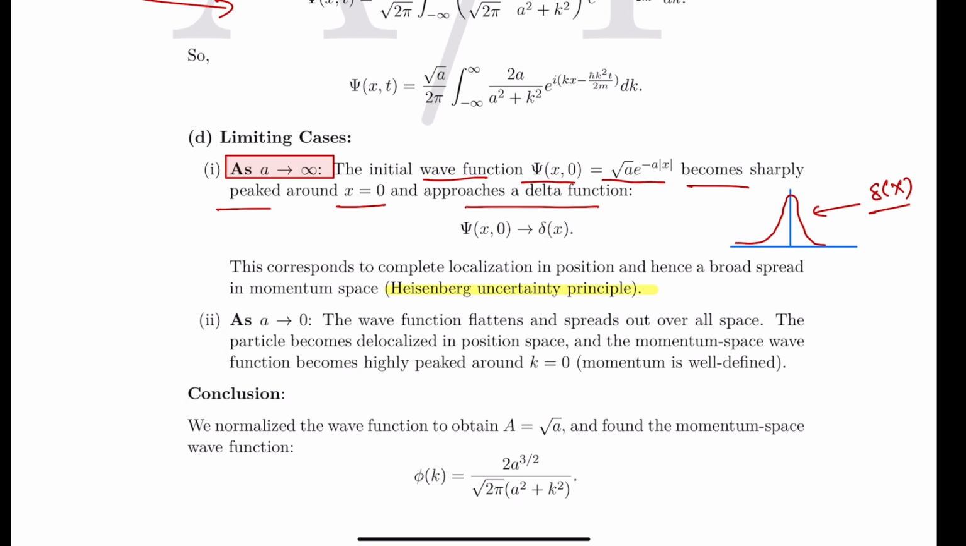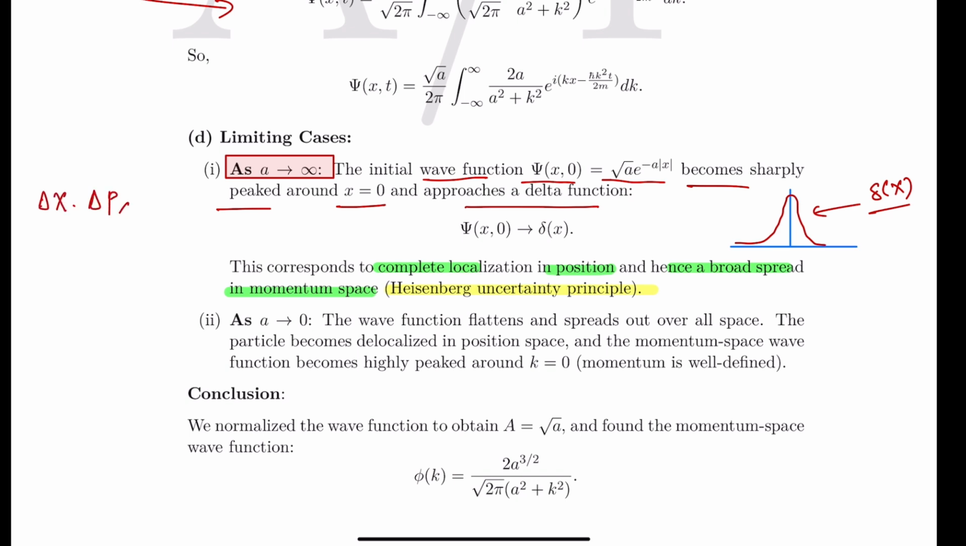This is what the delta function looks like. Whenever you make a tend to infinity, it is going to get localized in position, and because it is localized in position, as per the Heisenberg uncertainty principle, it will have a broad momentum space.